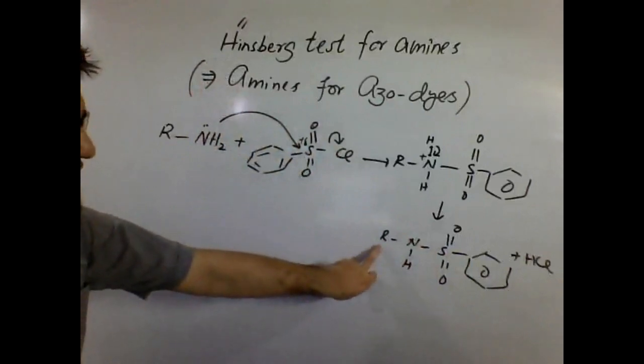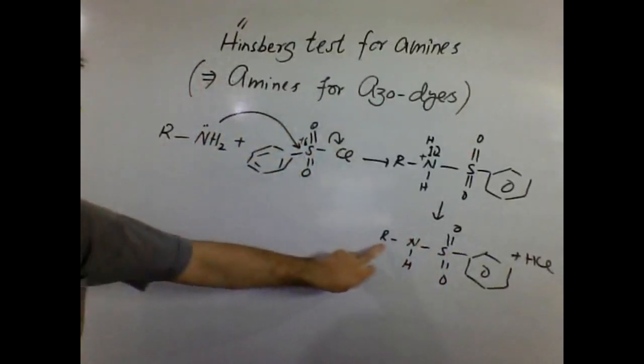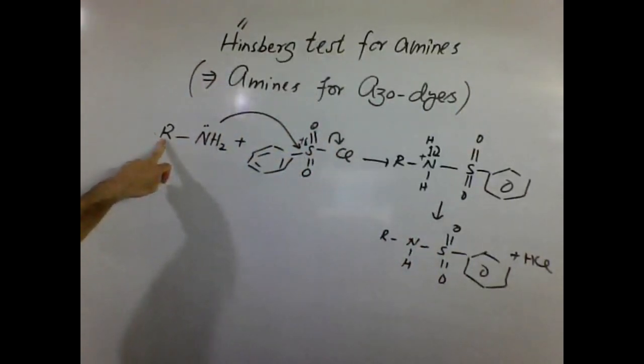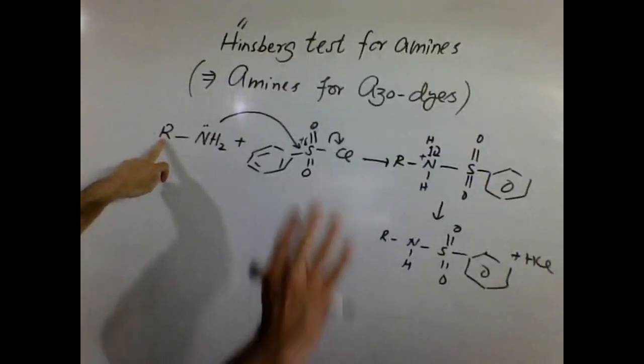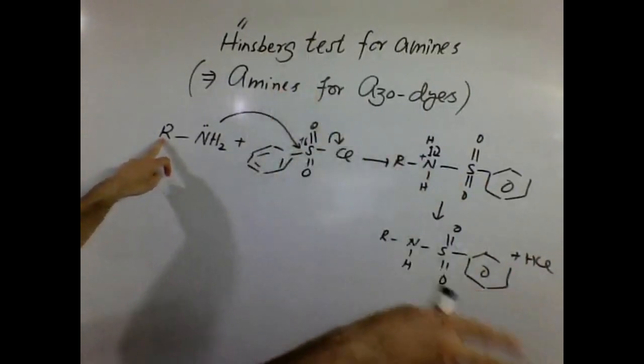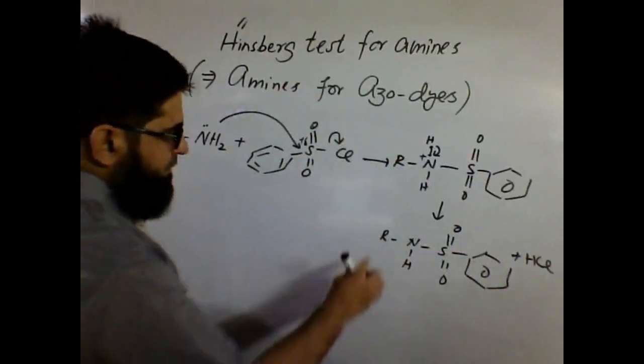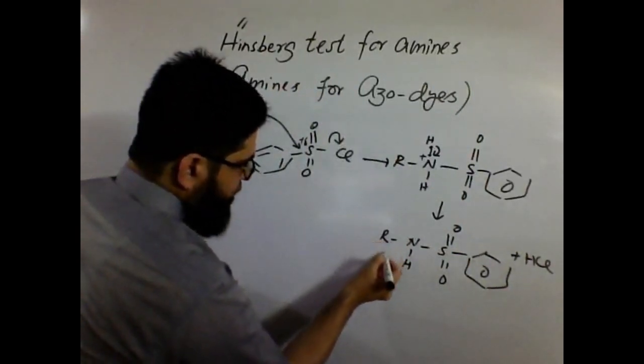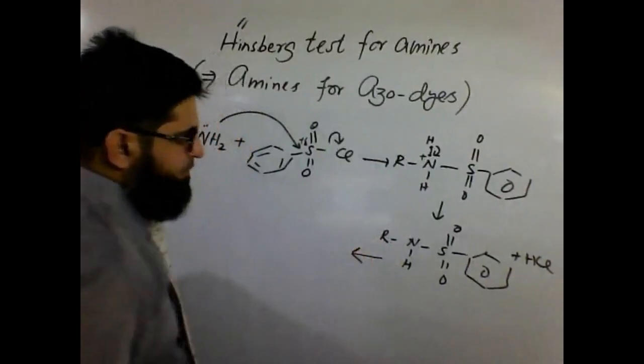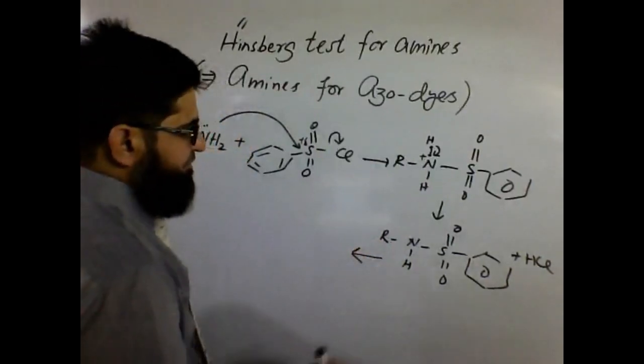Depending upon the nature of the R group, whether it's a primary alkyl, a linear chain alkyl group, or an aromatic ring, it's no issue for the product. So what happens at that point of time when it forms?